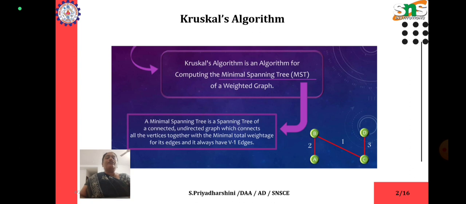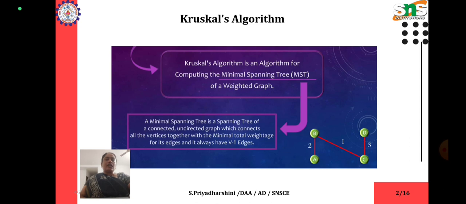So what are the steps in Kruskal's algorithm? Let's see. The initial step is to sort all the edges in non-decreasing order of their weight. Pick the smallest edge and check if it forms a cycle with the spanning tree formed so far. If the cycle is not formed, include this edge, else you have to discard it. Repeat the step until there are V-1 edges in the spanning tree.